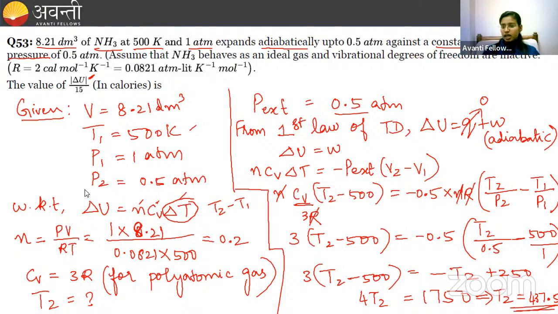So our aim is not to find out the value of T2. Our aim is to find out del U, right? So we have got the value to substitute in this formula. So let me erase some parts here and then I will substitute for you.